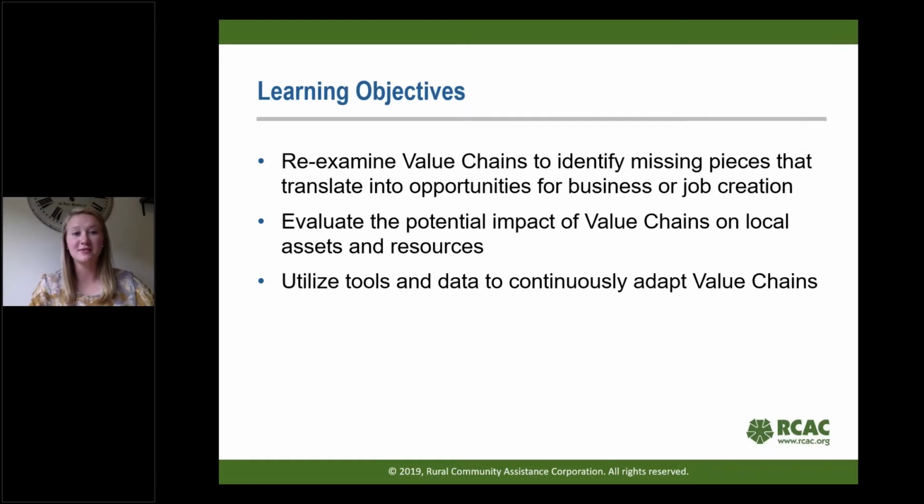The learning objectives for this module are to re-examine value chains, to identify missing pieces that translate into opportunities for business or job creation, evaluate the potential impact of value chains on local assets and resources, and utilize tools and data to continuously adapt value chains.